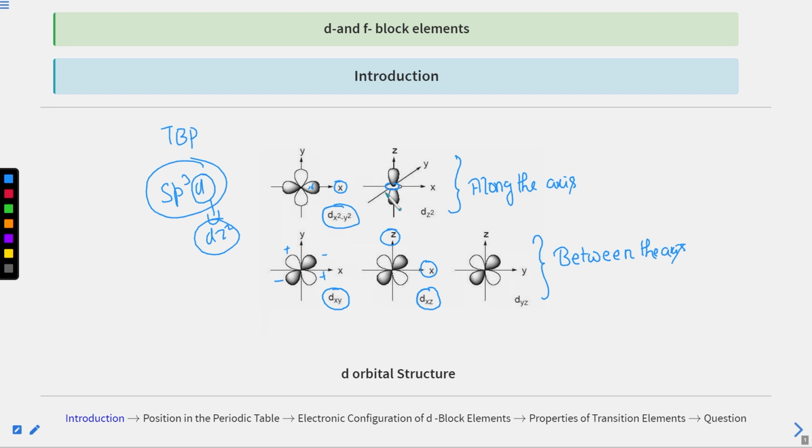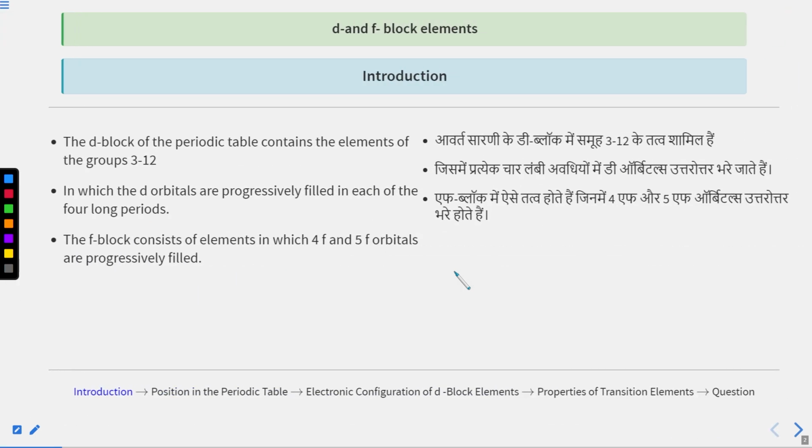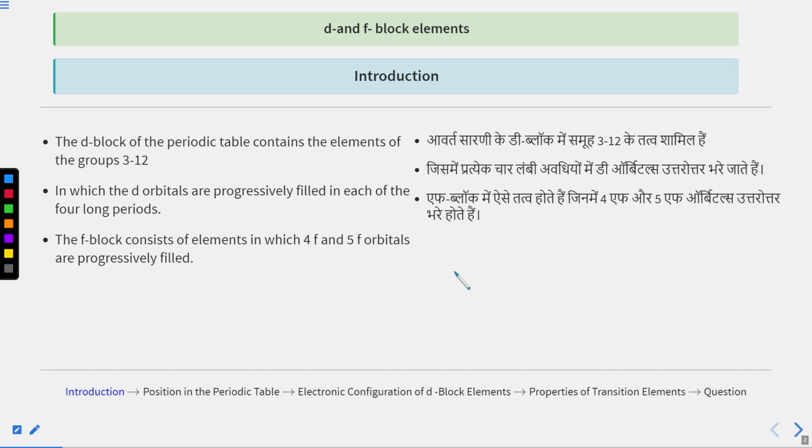Okay, so we got an idea about these d orbitals. Now we will move to what are the d block and f block elements. Okay, what are the d block and f block elements? So for that, let us look at the periodic table.